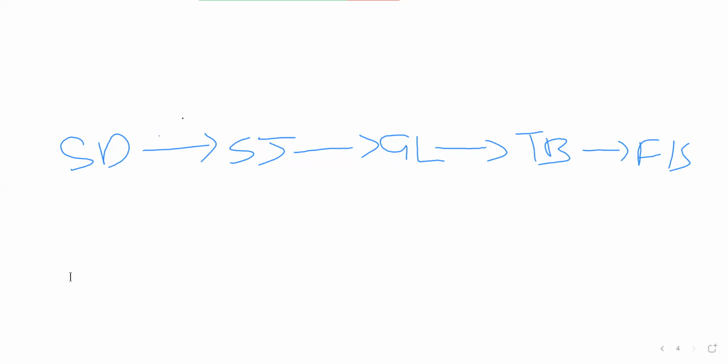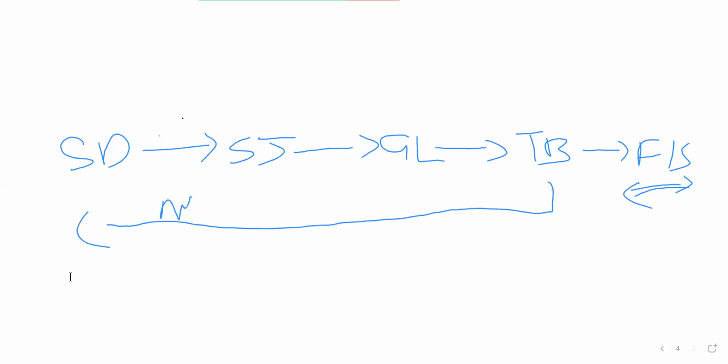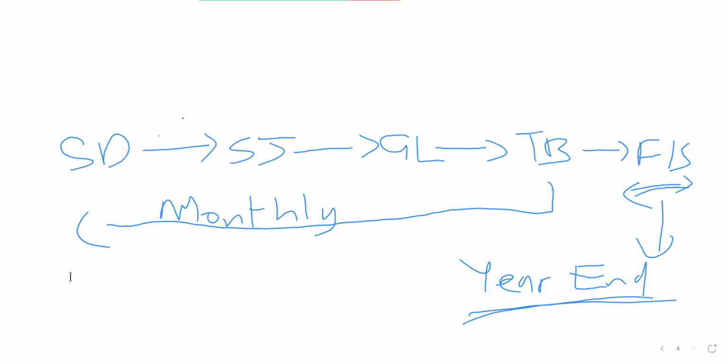Now, the financial statements happen at year end. So this is a year-end process, but this happens monthly. This happens at year end. So financial statements are produced once per year. You can have projections, yes, but normally the actual financial statements of a company are generated at year end. So that's what they're showing you on page 20.